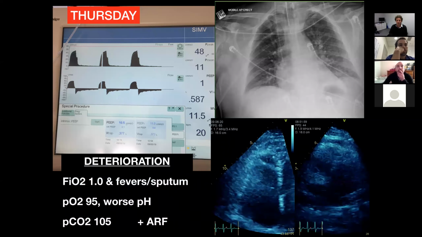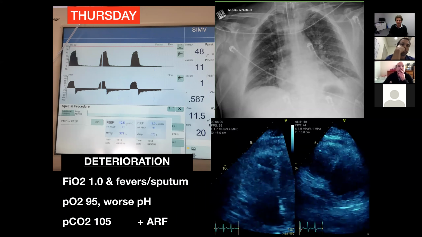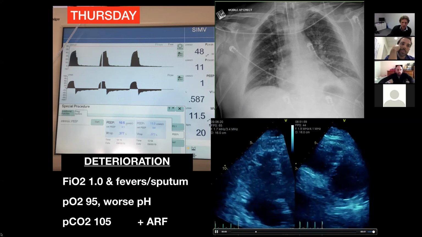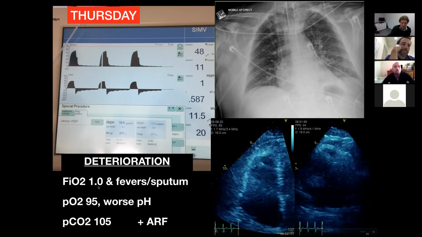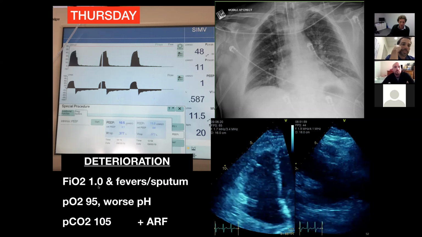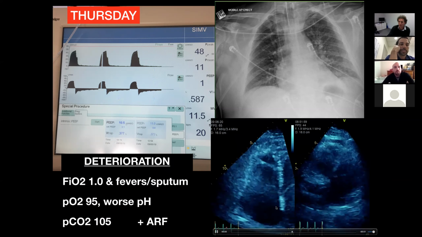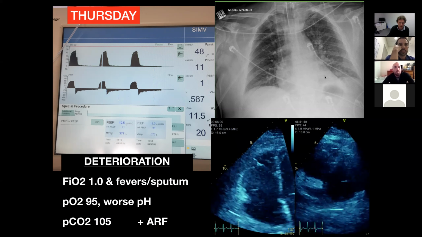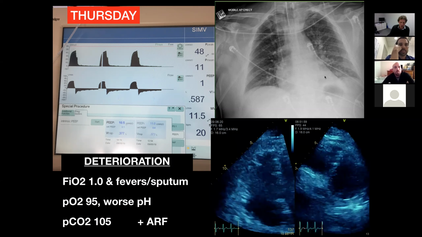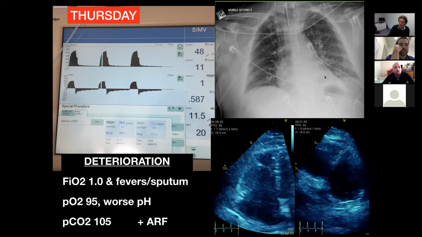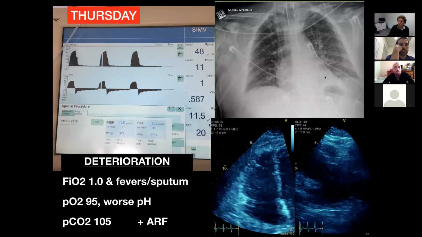We come in and we find that this guy's deteriorated. And he's now got pretty bad gas trapping. And his FiO2s are up to 1. He's got fevers. He's got sputum coming up. We're worried about infection, thinking potentially the left lower zone, not quite as good lung markings behind the heart. His oxygenation's worse. He's acidotic. He's got worse hypercarbia, and he's got acute renal failure.